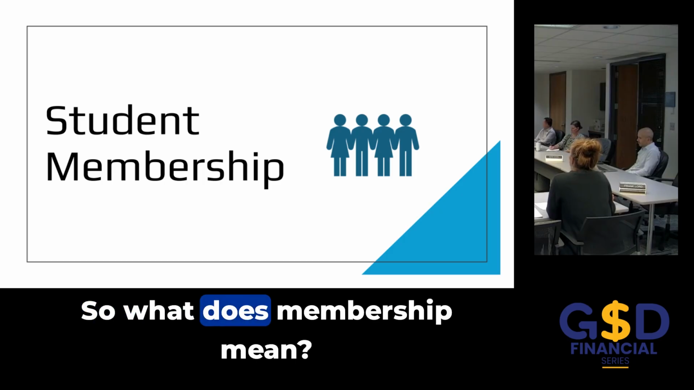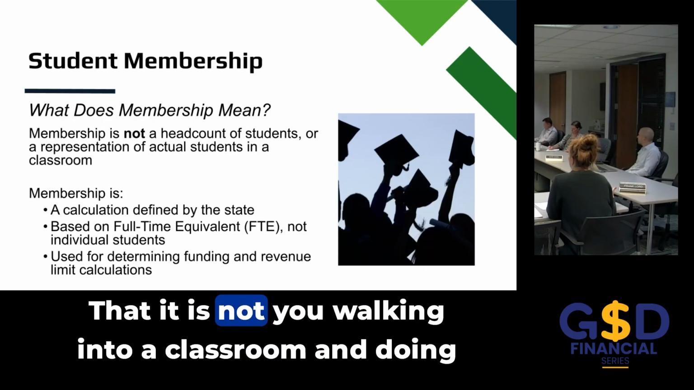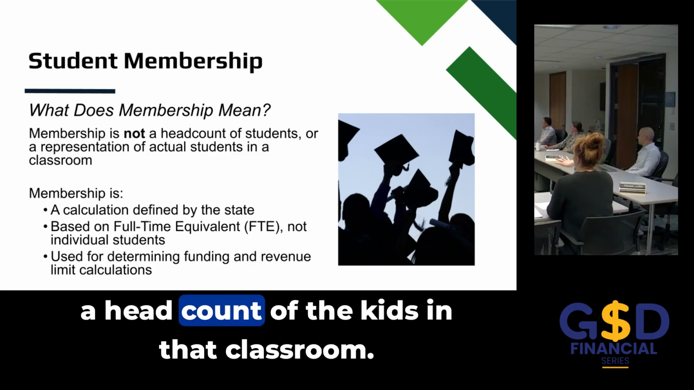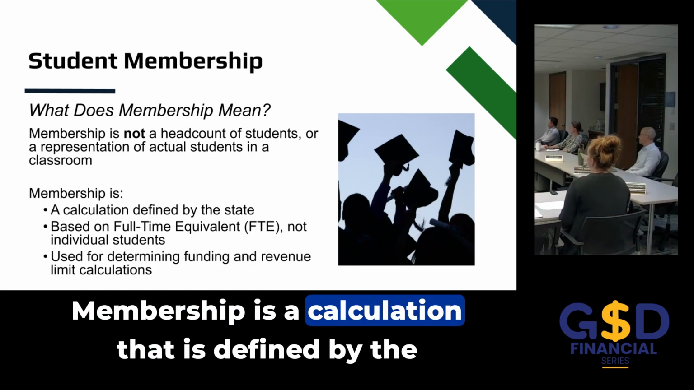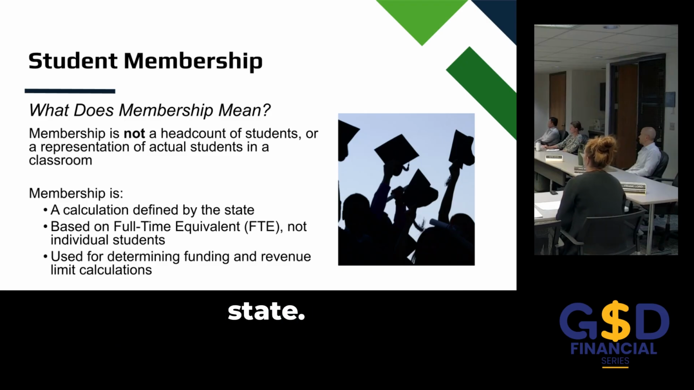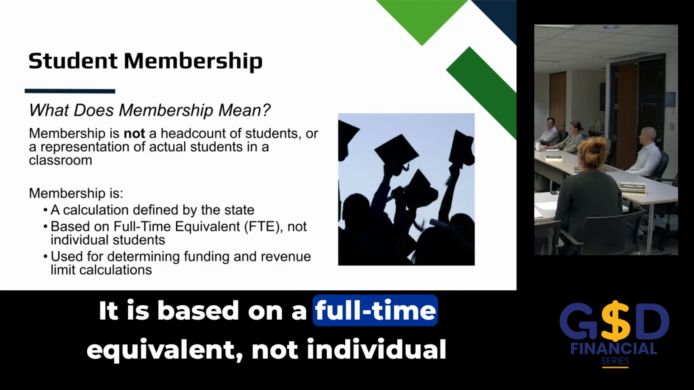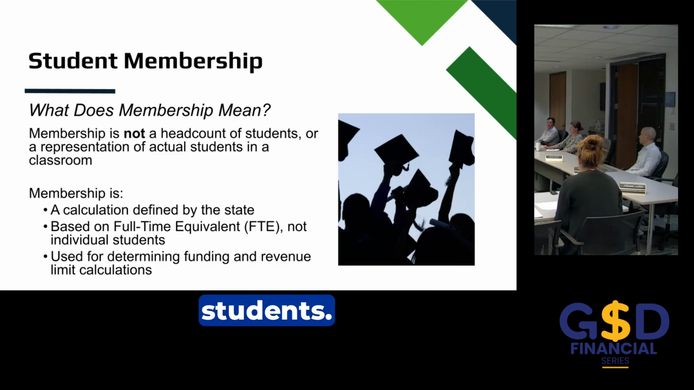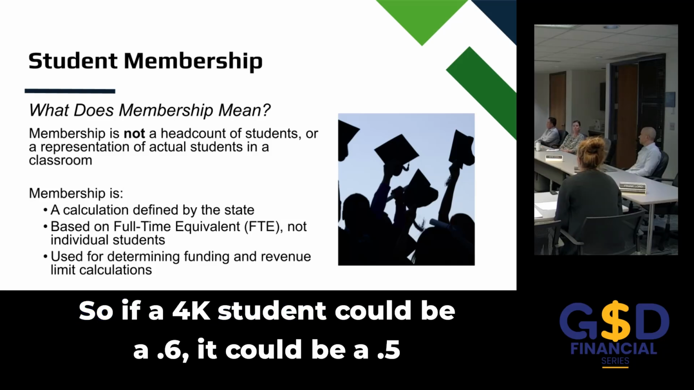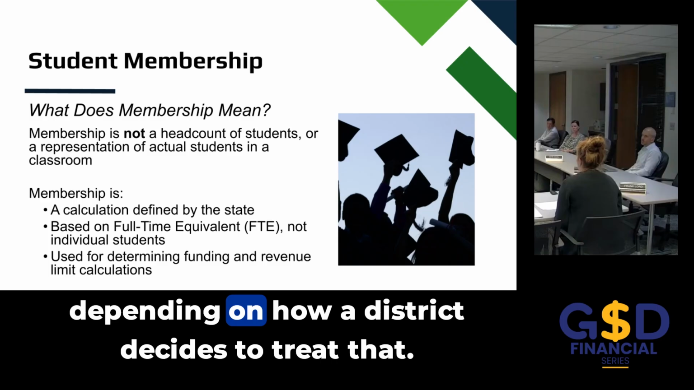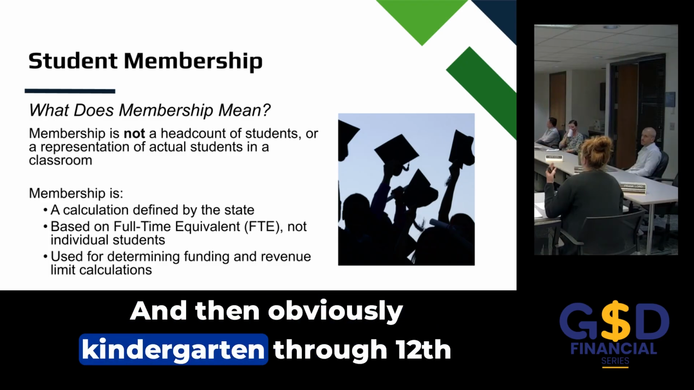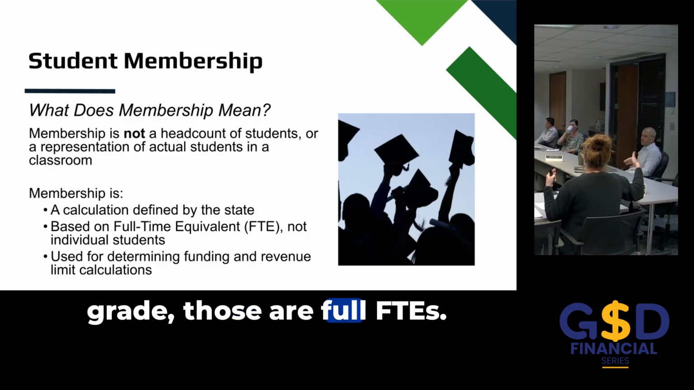So what does membership mean? It is not you walking into a classroom and doing a head count of the kids in that classroom. Membership is a calculation that is defined by the state. It is based on a full-time equivalent, not individual students. So a 4K student could be a 0.6, it could be a 0.5, depending on how a district decides to treat that. And then obviously kindergarten through 12th grade, those are full FTEs.